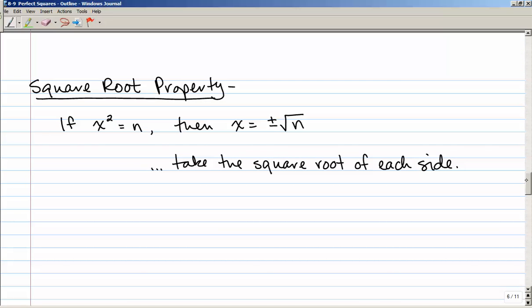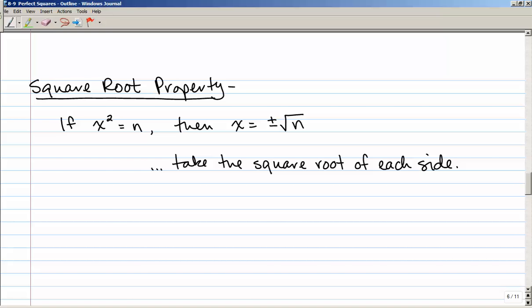Okay, so here's a new property. Remember, we had the zero product property, which we just used. Now we have the square root property. If x squared equals n, then x is equal to the positive or negative square root of n. Basically what I did from x squared equals n to x equals plus or minus the square root of n was I took the square root of each side.